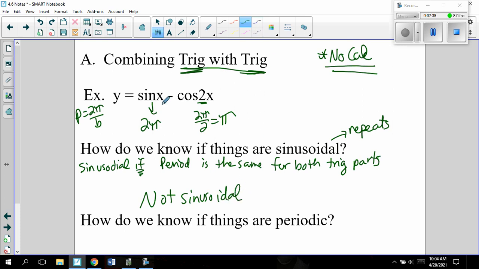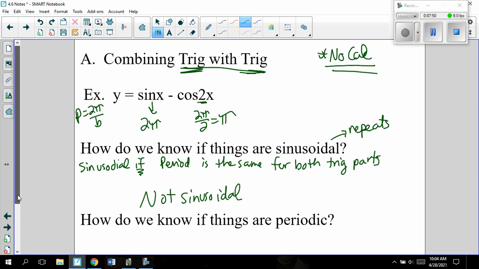Another way to think about that is, they need the same b value, because b is what dictates your period. With this one having a 1 and this one having a 2, this is not going to be sinusoidal.